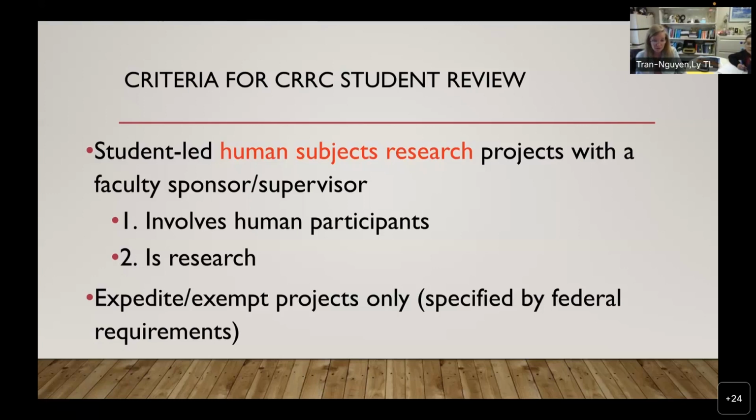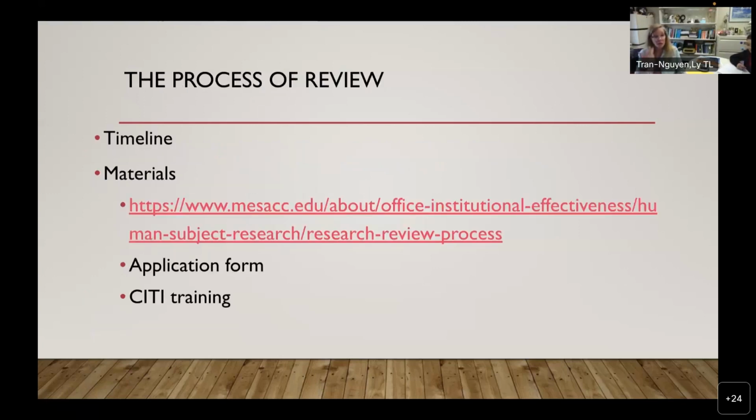So next slide, please. So if you decide based on those criteria that you need to go through the process and your activities meet those definitions, the main thing that faculty and students always want to know from me is the timeline. For projects that are exempt or expedited, it's usually pretty quick. That means they don't have to go to full board review. I and one other reviewer, it requires 2 reviewers, have to review each project.